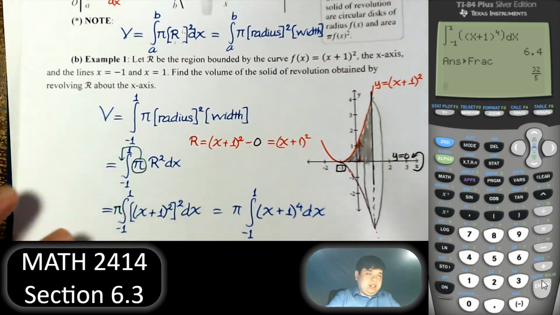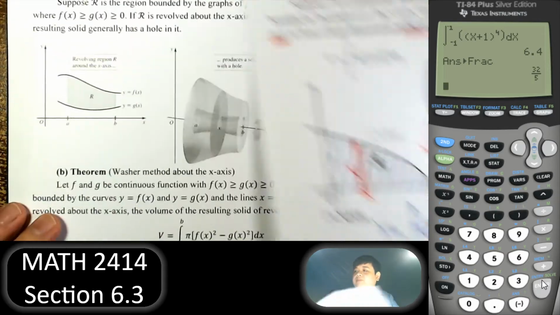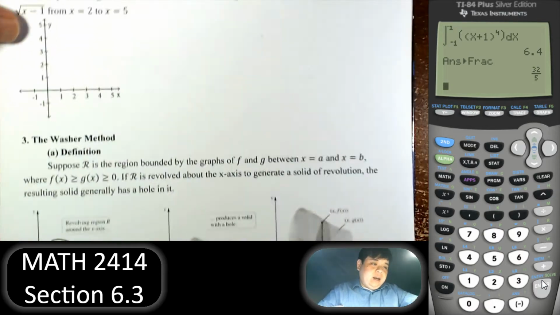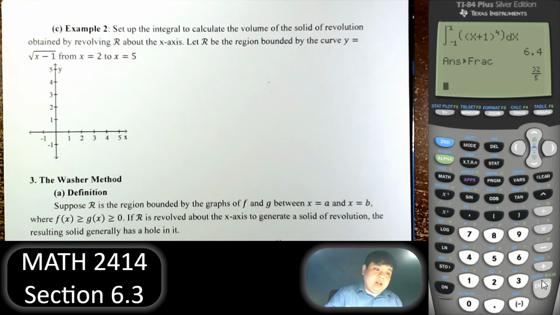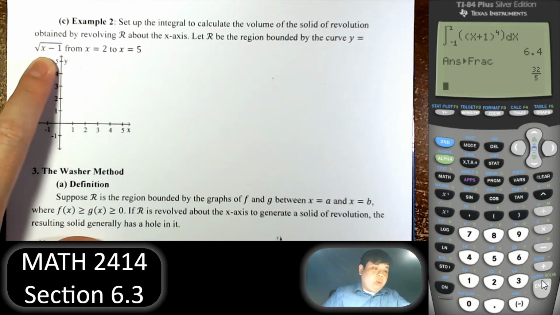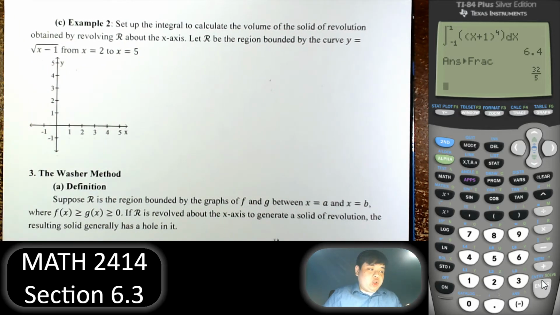So again, just that. Now, 2. Set up the integral that calculates the volume of the solid of revolution obtained by revolving that region bounded by y equal to square root of x minus 1 from 2 to 5.